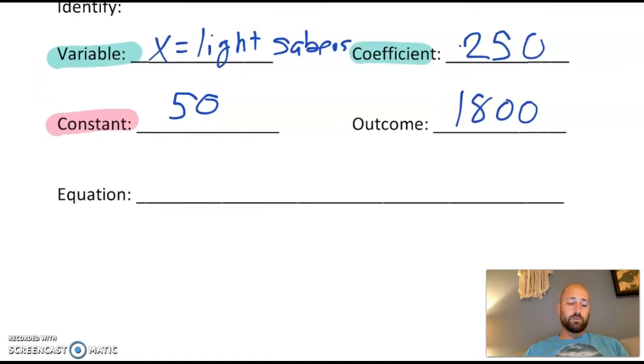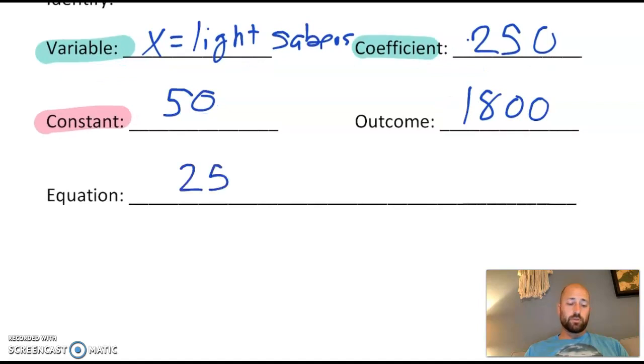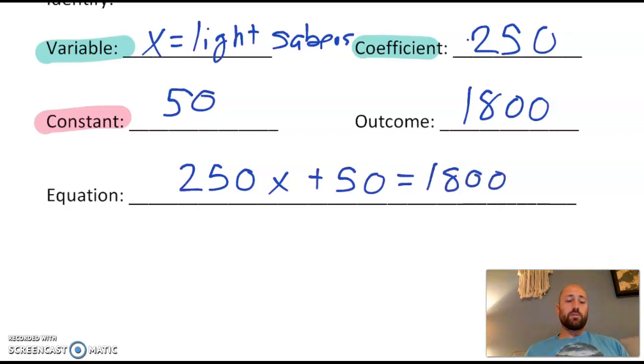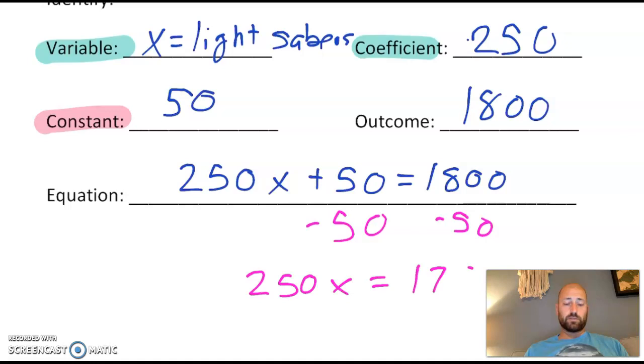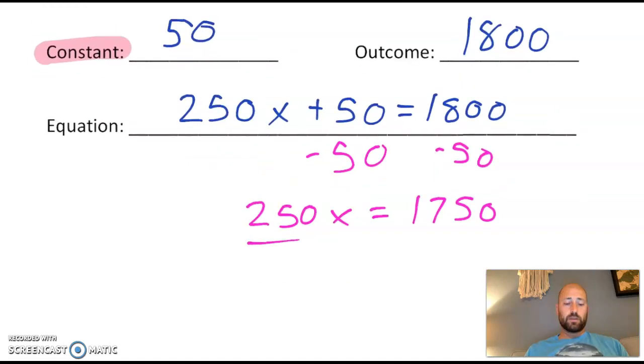Okay, so now I'm going to write my equation. We said that 250 is going to go with x. So we spent the money on lightsabers and the communication device for a total of 1,800. So there's my equation. I am going to solve this using inverse operations. So 250x equals 1,750. Divide by 250. That means x is equal to 7.